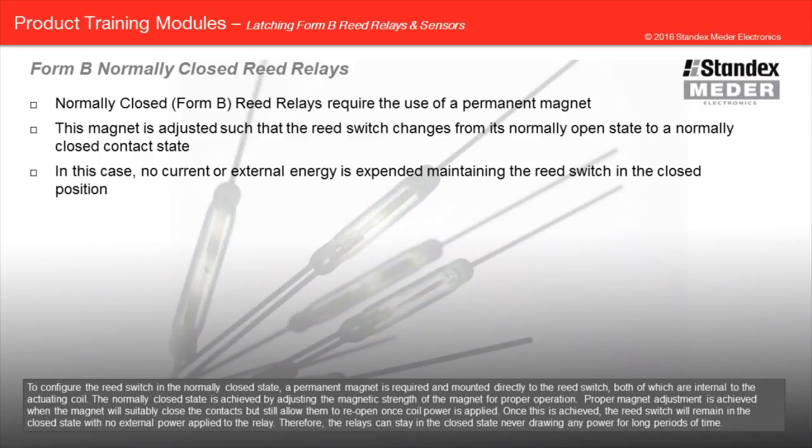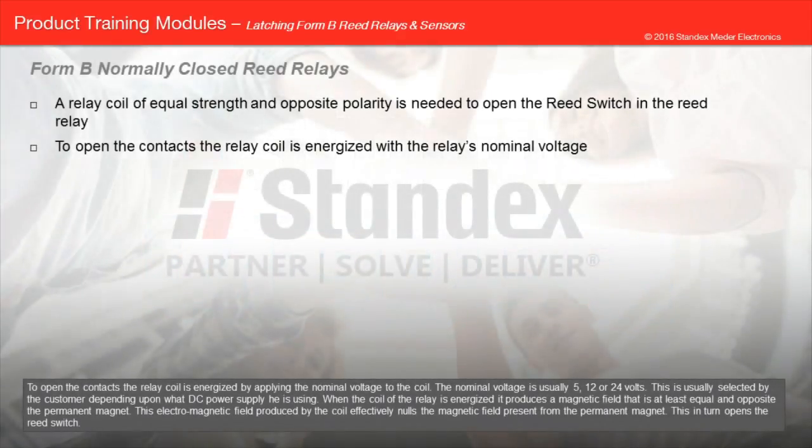Once this is achieved, the reed switch will remain in the closed state with no external power applied to the relay. Therefore, the relays can stay in the closed state, never drawing any power for long periods of time. To open the contacts, the relay coil is energized by applying the nominal voltage to the coil. The nominal voltage is usually 5, 12, or 24 volts. This is usually selected by the customer depending upon what DC power supply he is using.